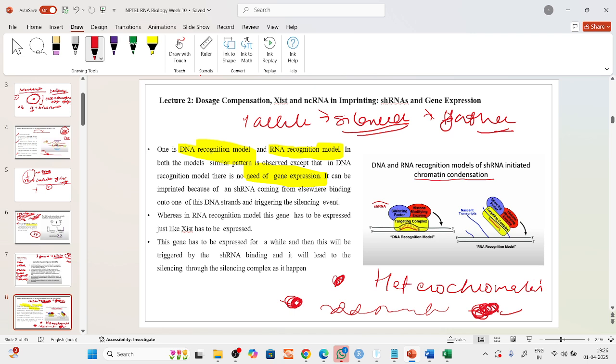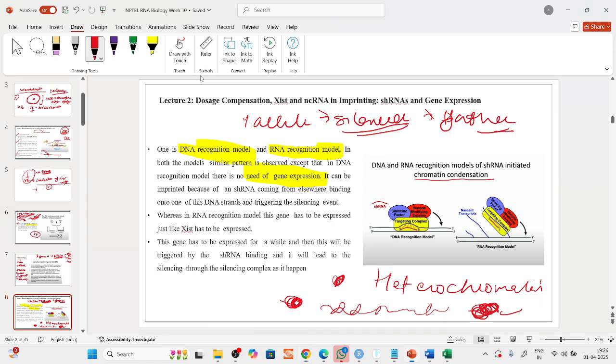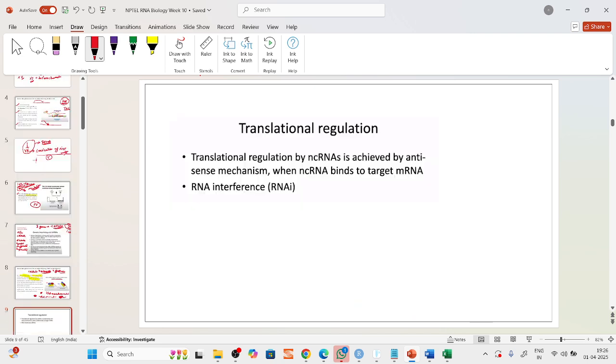In the RNA recognition model, this gene has to be expressed. That means shRNA is expressed here. It is not coming from outside. This shRNA is expressed here itself, and when it is expressed, it binds to the target complex and causes the inactivation of the gene. So in the DNA model shRNA is coming from elsewhere, whereas here shRNA is expressed here only, and then it performs its function. That is the difference between the DNA recognition model and the RNA recognition model. I hope this is clear to everybody.